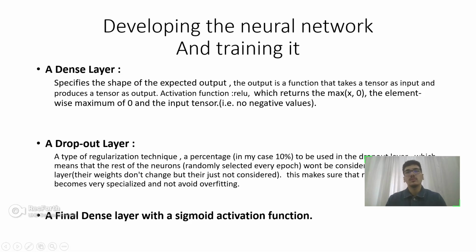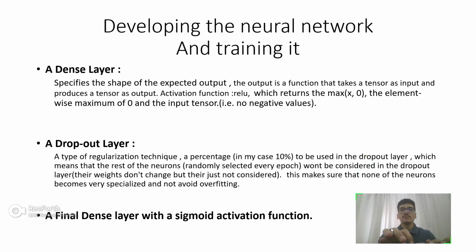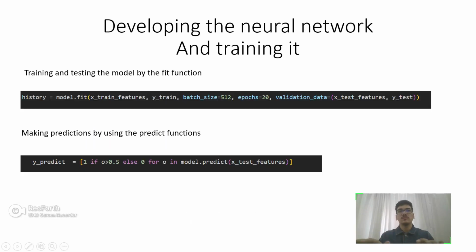and then a dense layer with a ReLU activation function, and a dropout layer, which is a type of regularization technique. We set a percentage to be used in the dropout layer, which means that the rest of the neurons are not going to be considered in that epoch. And of course, when another epoch is run, the same percentage but not the same neurons. This makes sure that none of the neurons becomes very specialized, and it avoids overfitting. And then a final dense layer with a sigmoid activation function.